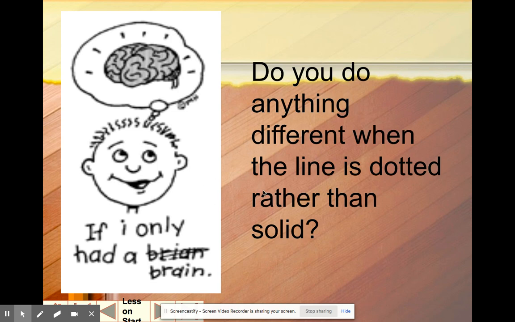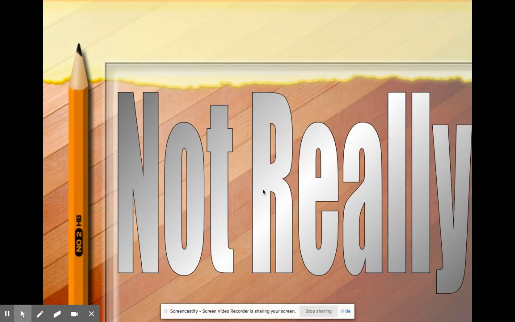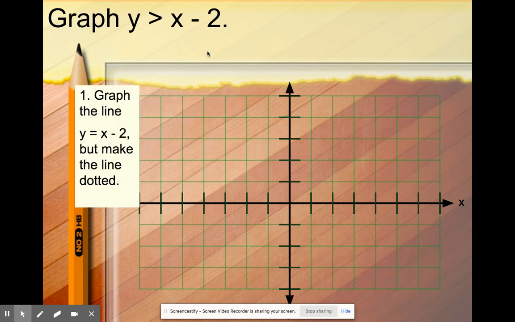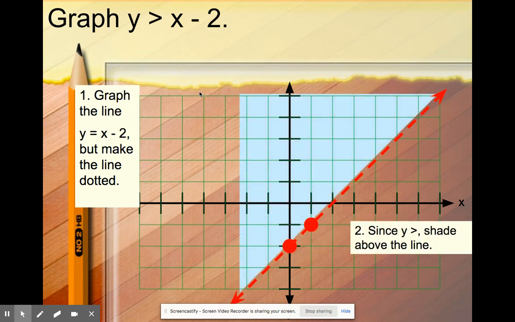Let's keep going. Do we do anything different when the line is dotted rather than solid? No, not really. We don't do anything different based on whether it's solid or dotted. Let's look at this. y is greater than x minus 2. Again, make that y equals x minus 2. But our line is going to be dotted this time because we're looking at a greater than sign and not greater than or equal to. And because we are looking at a greater than sign, everything above that line will be shaded. Hopefully this is making sense.